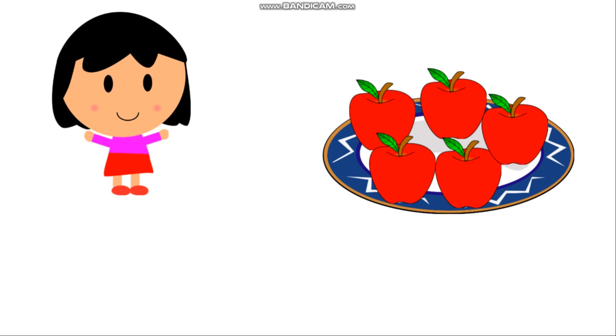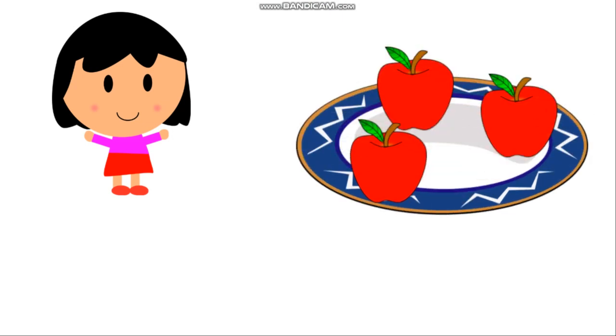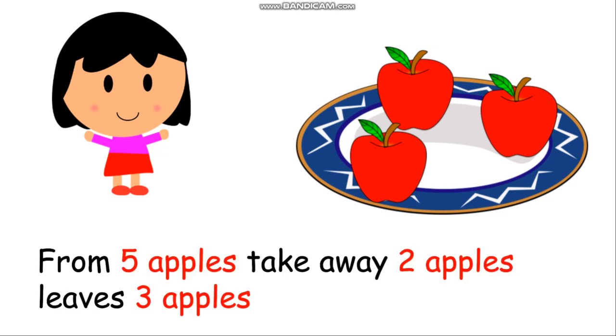Ria eats 2 of them. Now, can you tell me how many apples are there in the plate? Yes, 1, 2 and 3. There are 3 apples in the plate. So, I can say from 5 apples, take away 2 apples, leaves 3 apples. Means 5 apples में से 2 apples को अगर हम निकाल देंगे तो कितने बचेंगे? 3 apples. Okay?